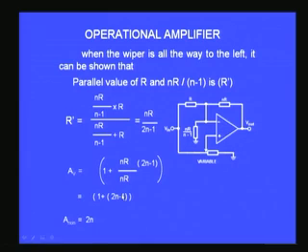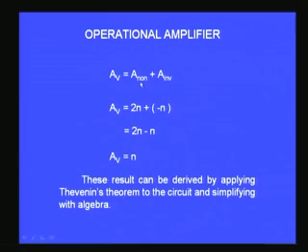So, when I connect both of them together, the total value will be A non-inverting plus A inverting, 2n plus minus n, therefore it is n. So, you see, when I have the wiper to the ground, it is only an inverting amplifier with a gain minus n. When I have the wiper to the left extreme point, then you find I have a gain of n. So, when I change the potentiometer from the minimum value 0 to a maximum value, the output gain should vary from minus n to plus n.